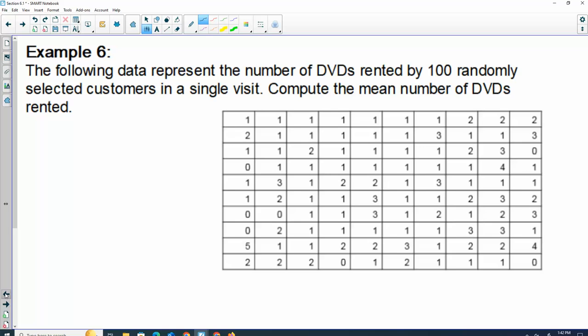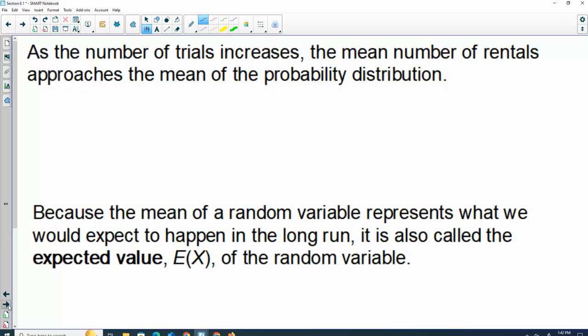Your book kind of acts like this is something new, but it's not. We did means back in the beginning when we were just adding up the values and dividing by the total. So that hasn't gone away. What would happen if I took more than 100 customers? If I made it 200 customers, I would get closer to the population mean, which we've seen before. Okay. So this is really what we're leading up to. A mean is sometimes called an expected value. So when you're talking about a probability distribution, your expected value, the value we would expect to get out, is the mean of that.